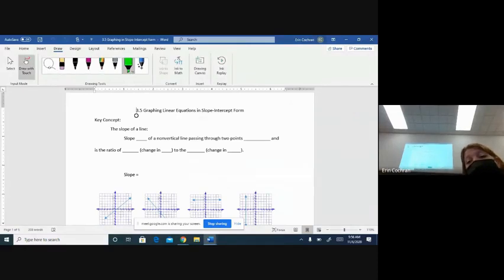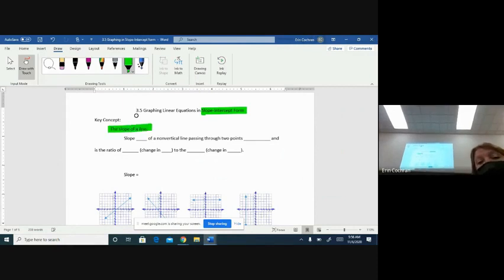Slope-intercept form. So we've learned how to graph in standard form. Now we're going to learn about slope-intercept form. And as I said before, you guys have learned this, okay? But we're going to treat it like you haven't learned it. So it's going to be a good refresher for you guys, okay? Now, before we can actually graph in slope-intercept form, we have to talk about what is slope, okay?